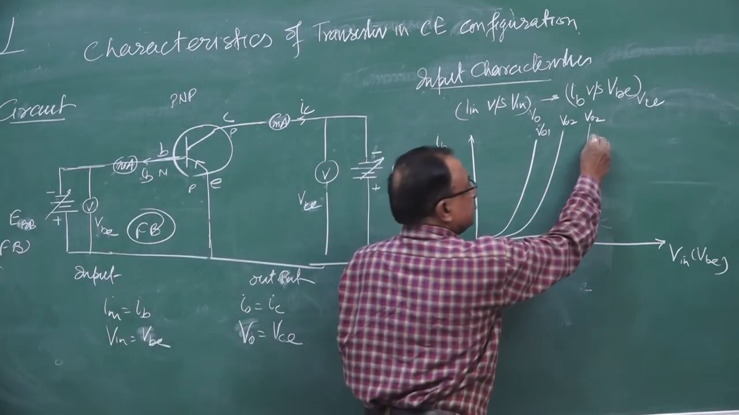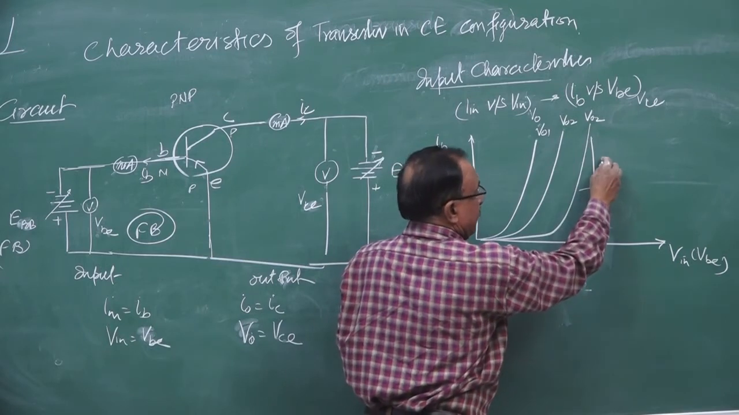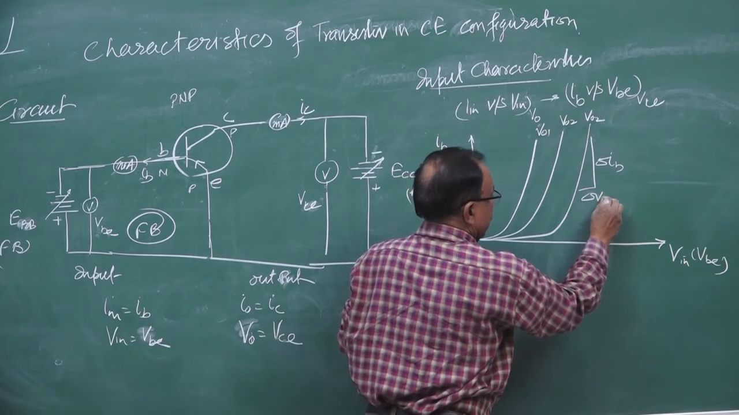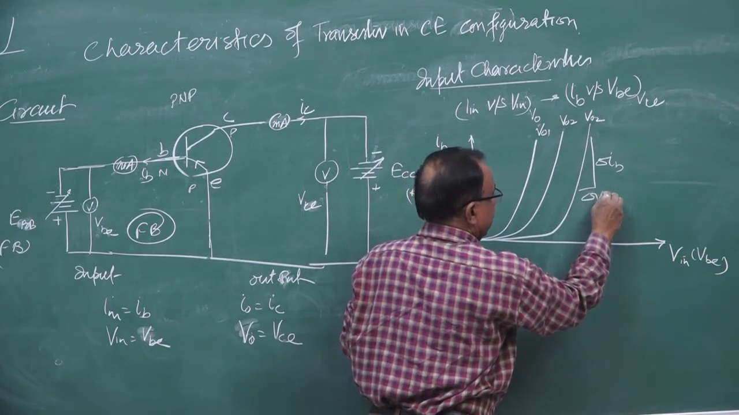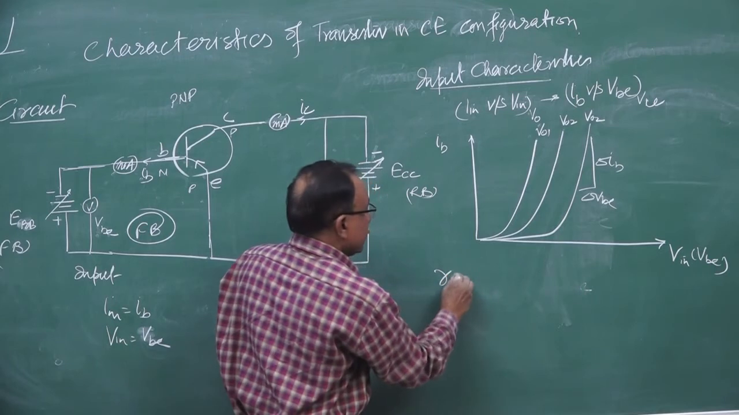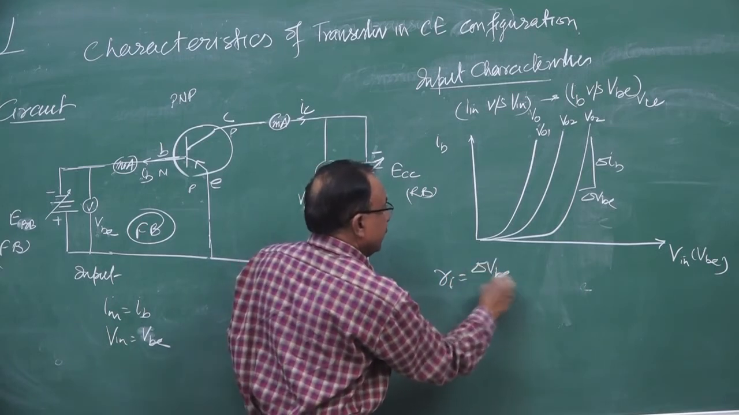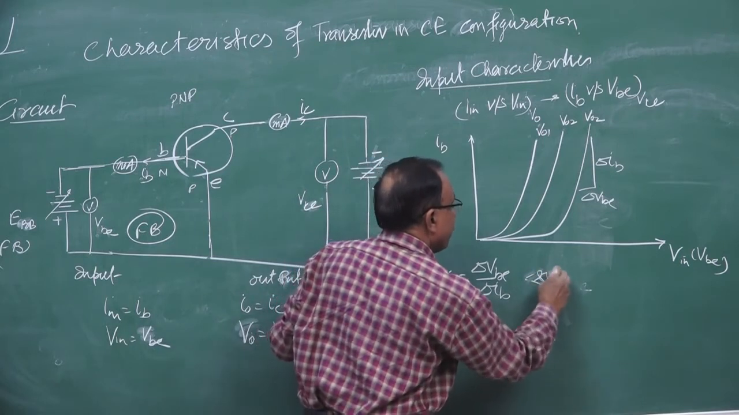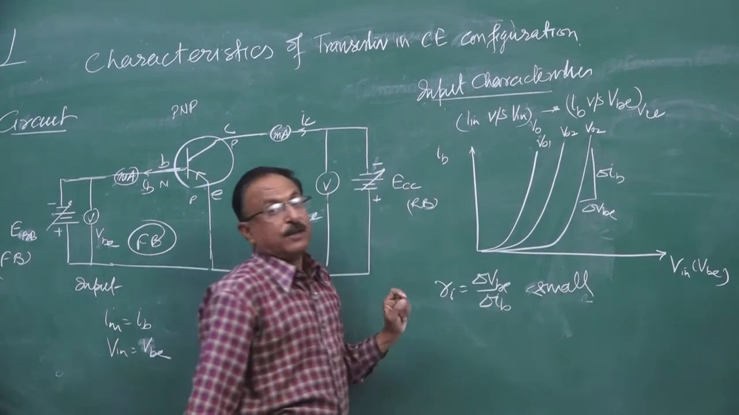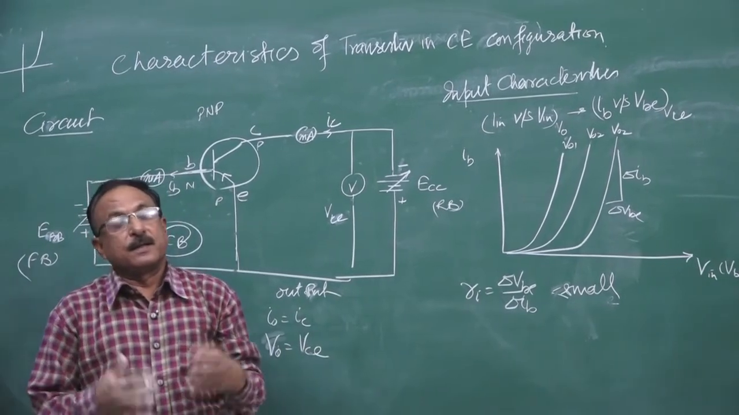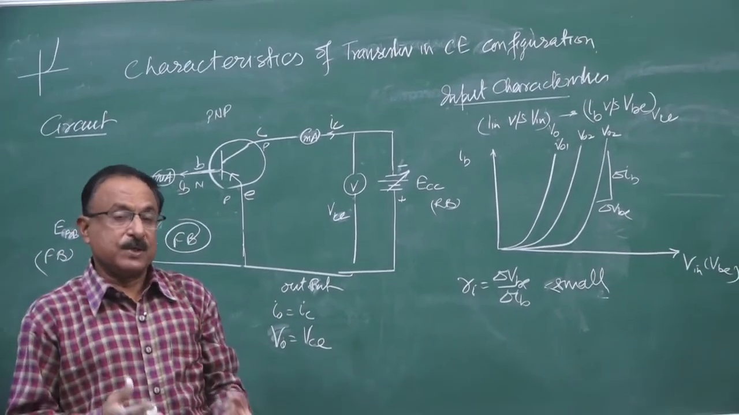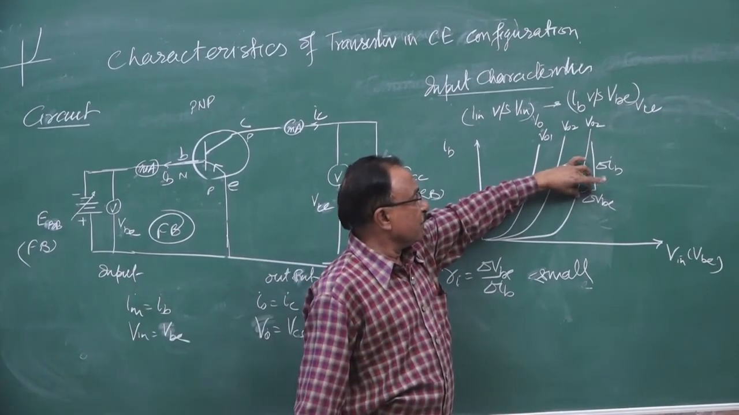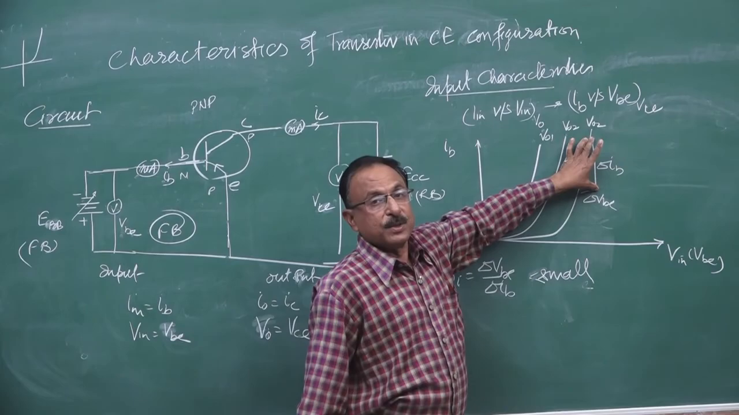Slope will be the input resistance, delta IB upon delta VBE. So input resistance will be delta VBE upon delta IB, which is very, very small. I told you in forward biasing, resistance is small because a large current flows. A very small change in the input voltage causes a large change in the input current.